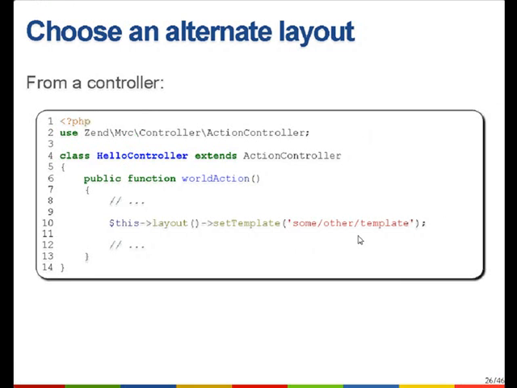The other way to do it is through a controller. I mentioned that we have layout plugins for both controllers and also for the view scripts. From a controller, we call this layout, or we can say this plugin layout, either one. So on line 10, we grab that layout plugin, and then we simply call set template on it, and we're done. So we can choose from within a controller to use an alternate template very easily as well.